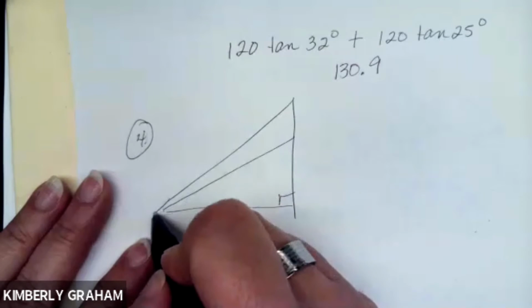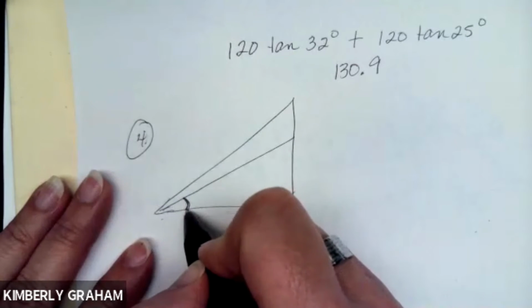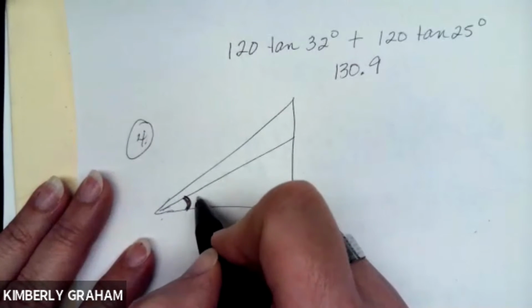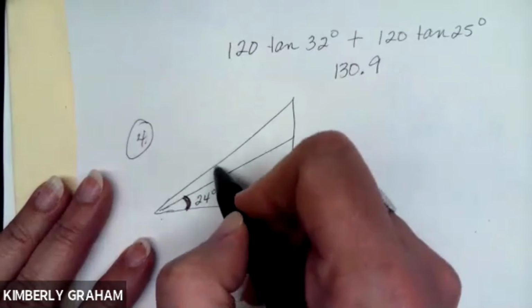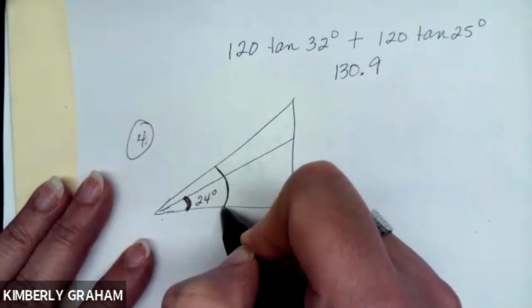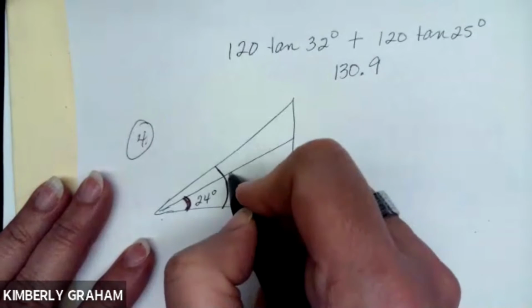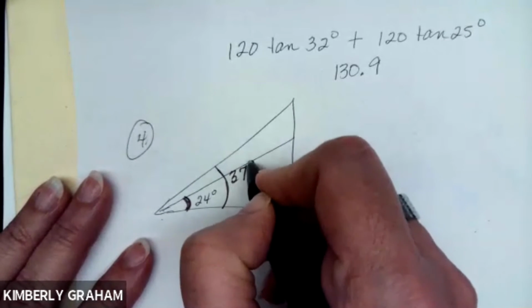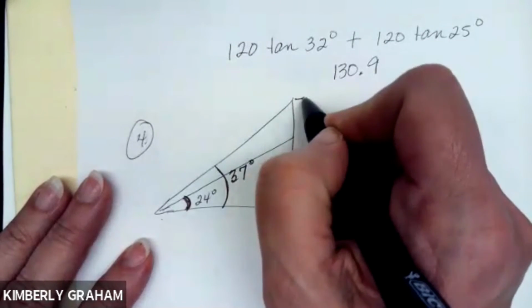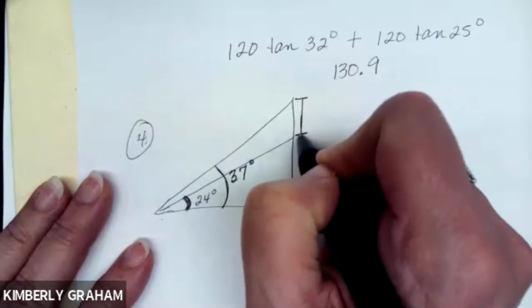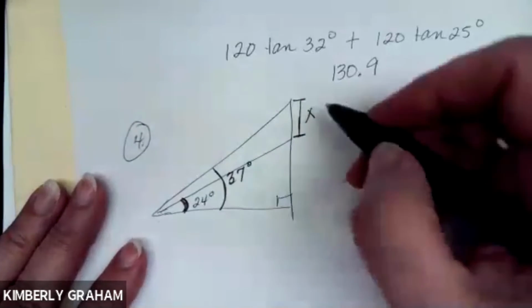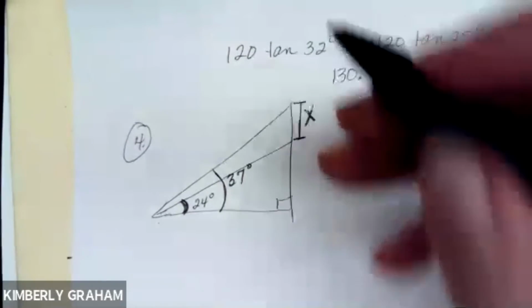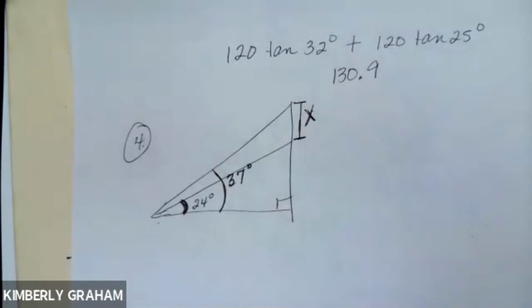This angle right in here is going to be 24 degrees. And this whole great big angle, I'm going to say is 37 degrees. And I want to find this distance here. Well, it's kind of like the problem that we just did, only it's a little bit backwards.